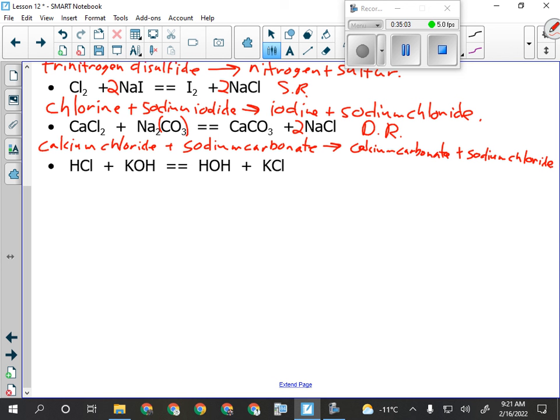All right, for our last one. Why did I say this one's so easy to balance? Because it already is. If there are no little numbers, everything's a 1. Okay? And it makes it really easy to balance it. There's 1 hydrogen, 1 hydrogen, 1 hydroxide, 1 hydroxide, 1 potassium, 1 potassium, 1 chlorine, 1 chlorine. So it's already balanced. I don't have to write anything in there. Okay? What kind of reaction is it? Somebody said it. Double replacement.